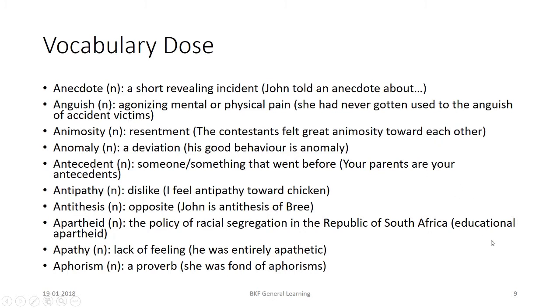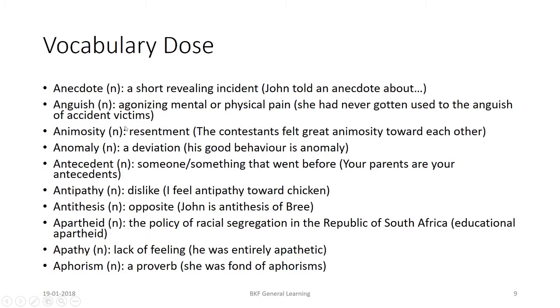Now 10 important words. First is anecdote. It's a noun. It means a short revealing incident, like John told an anecdote about so and so person. So it could be a childhood memory or any incident. Second word is anguish, which is a noun. It means agonizing mental or physical pain. Consider this example: she had never gotten used to the anguish of accident victims.